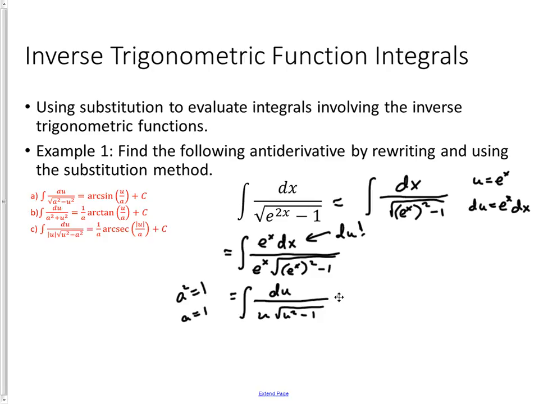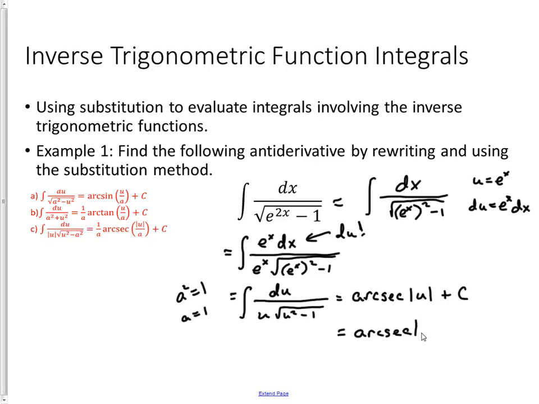And what are we going to get? Well, we're going to get du divided by u square root of u squared minus 1 equaling 1 over 1 times the arcsecant of the absolute value of u plus a constant. We'd say u over a, but u over 1 is just u in this case. And so making our replacement right here, we're going to have the arcsecant.